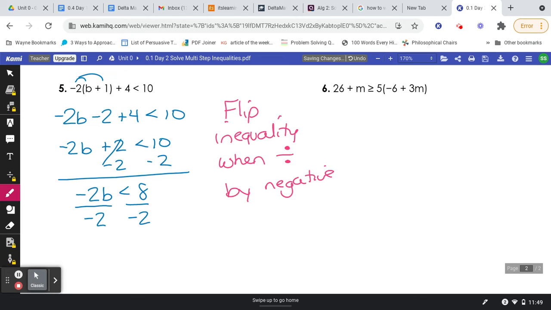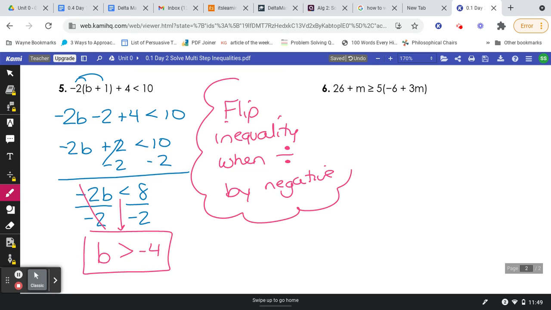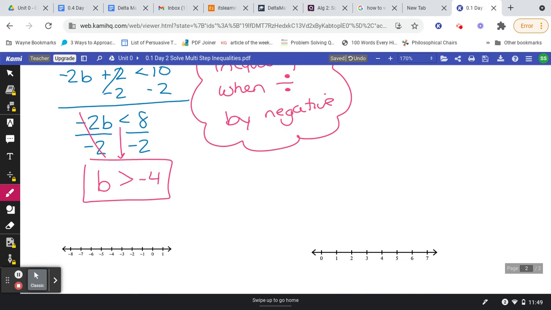So you can see right here that I'm dividing by a negative 2. And when I do that, this inequality is going to flip the opposite direction. So this is important to write down. Make sure you have that in your notes. And we can graph it the same way we normally have been doing. Open circle and to the right.